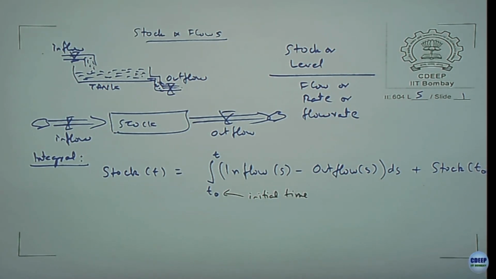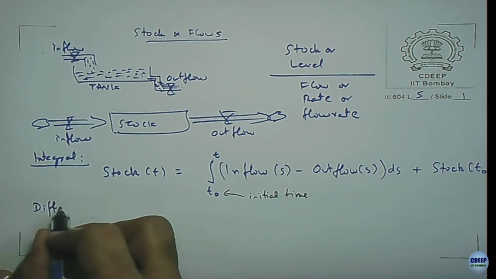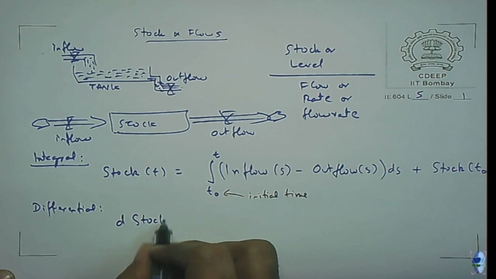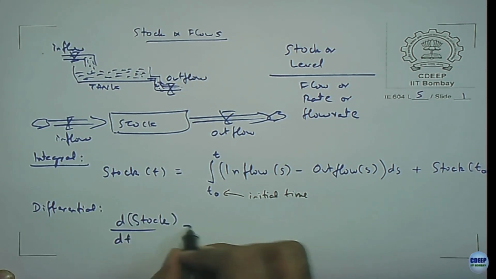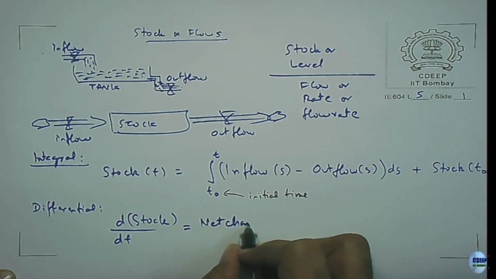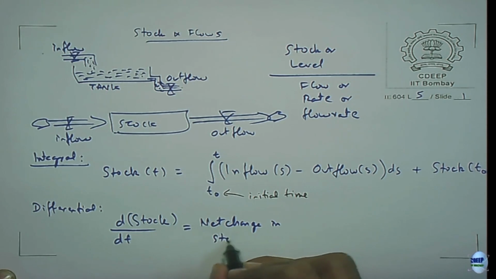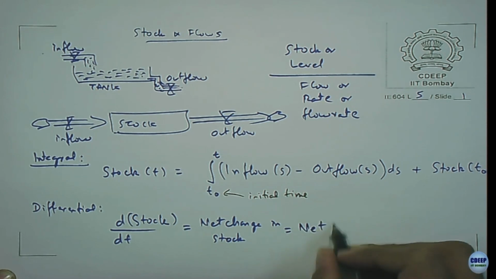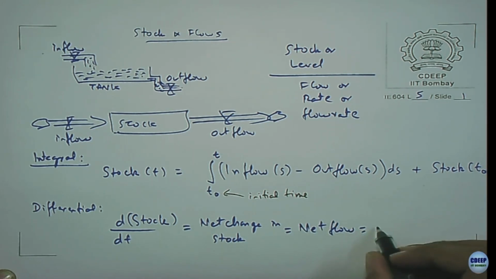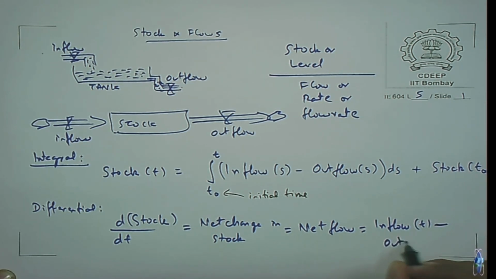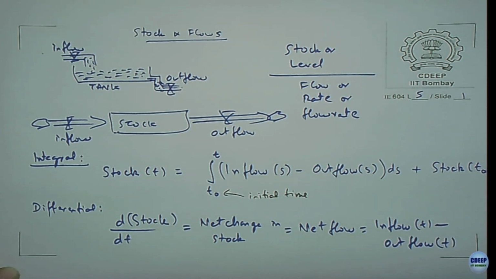So, the underlying model is nothing but an integral, or you can write it as a differential equation, where d stock by dt, the net change in stock, is nothing but your net flow, nothing but your inflow at time t minus outflow at time t.